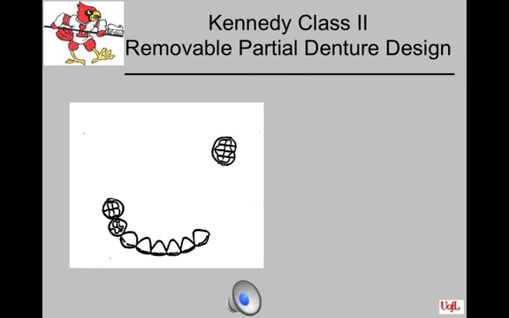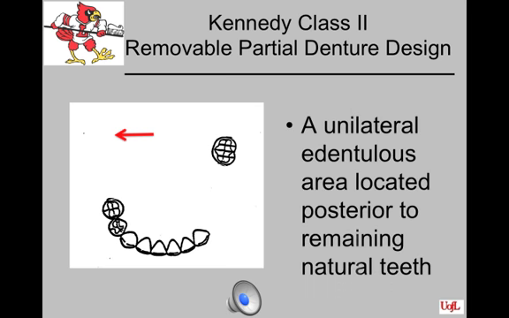When we look at this arch form, we use the rule that you take the most posterior edentulous area to determine your classification. So that would be on the patient's right side from the premolar back. That extension base area is the most posterior to be replaced. So this is a unilateral edentulous area located posterior to the remaining natural teeth, or the definition of a Kennedy Class II. There is one additional edentulous area on the opposite side of the arch, so this would be a Kennedy Class II Modification 1.